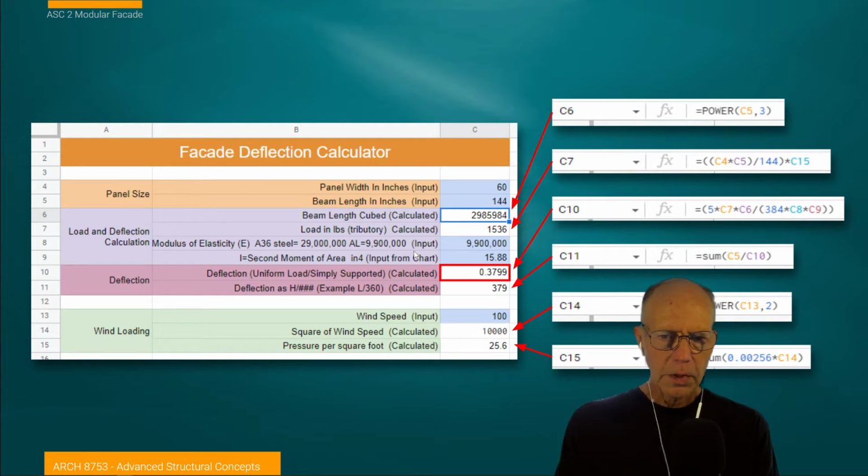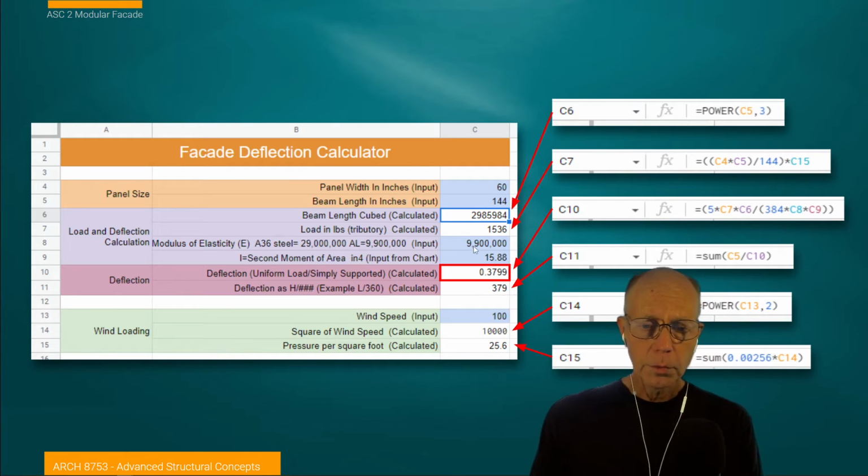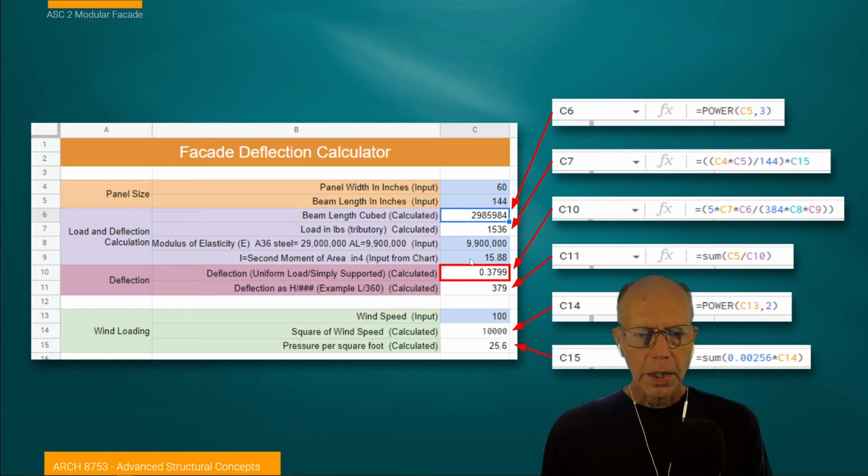We need to know what material we're using. A36 is a common structural steel, so that's 29 million, or aluminum is 9,900,000. You can change those numbers depending on whether that mullion is made out of steel or aluminum. In most cases, that would be an extrusion, so it would be made out of aluminum. And then once again, we're getting from the chart the second moment of area for the C channel that we're using, or whatever shape you might pull out. That's a number that you just input.